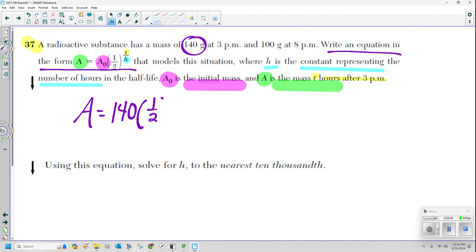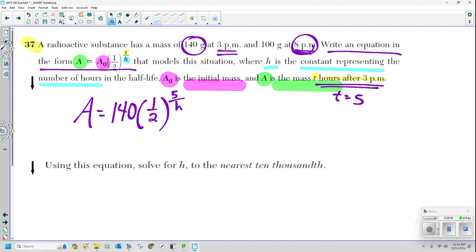1/2. Okay. Now, if I am going to check this out at 8 p.m., it's going to represent the situation. It started at 3. I'm checking it out at 8. That means 5 hours have passed since 3 p.m. So my T is going to be 5. So it's going to be 5 over H. They want us to write this equation representing the number of hours in the half-life. Okay, there you go. That's all we have.